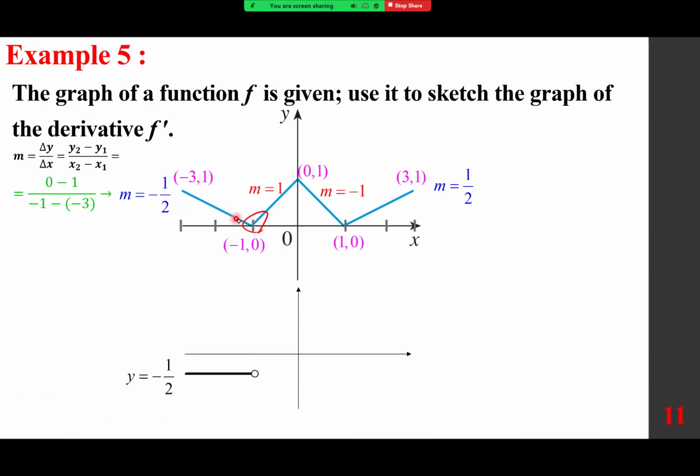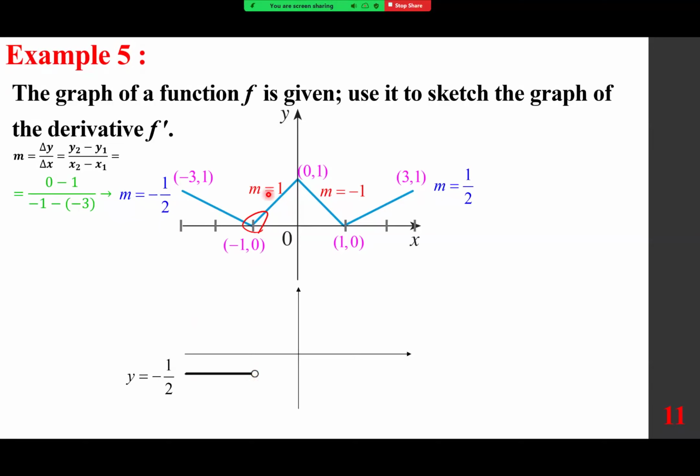This line segment gives rise to y equals negative 1/2. And again, we don't know if it continues or it stops here, so it doesn't matter. But for sure, we know there is a sharp corner here, so there is a hole there. It's not differentiable. And you continue with the rest of them.